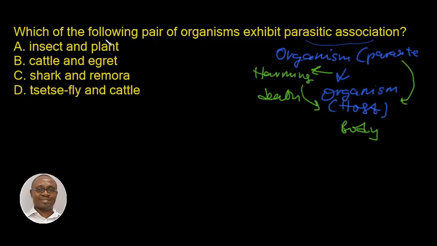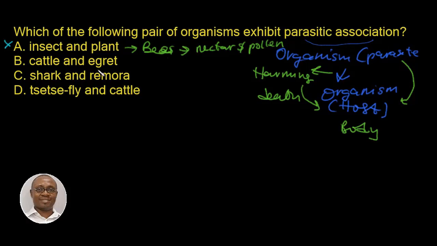Okay, so now let's look at the given answer options. Option A, insect and plant. Insects such as bees depend on nectar and pollen from plants as food, while the plants are dependent on the insect for taking pollen to other plants of the same species to effect cross-fertilization. So both organisms benefit from the relationship, which has been termed mutualism. So this is different from parasitic association, so this answer option is wrong.